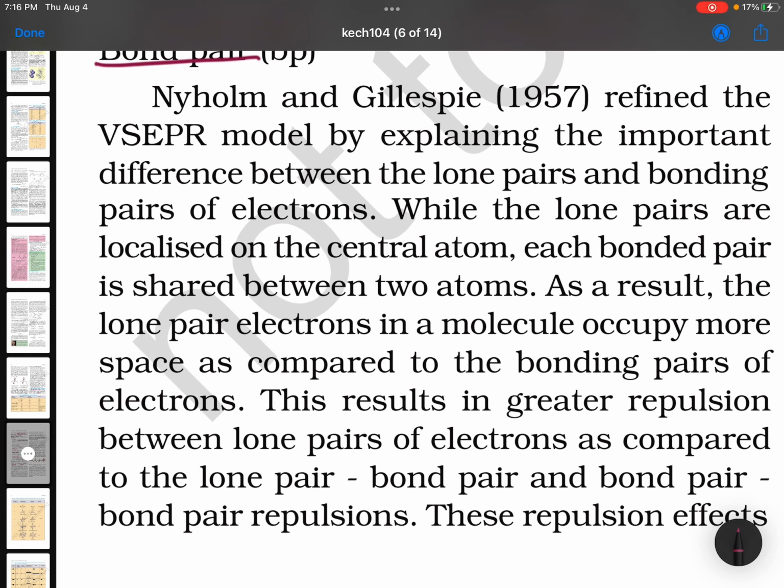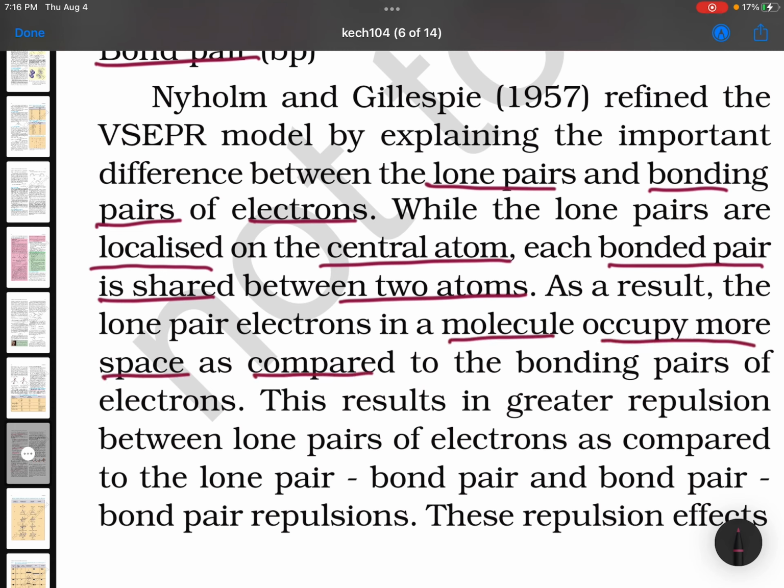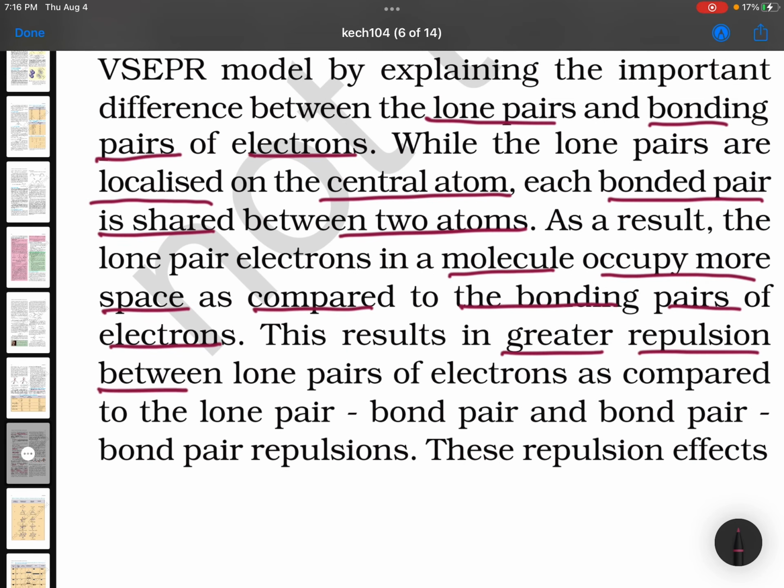Same thing. Nyholm and Gillespie refined the VSEPR model by explaining the important difference between the lone pairs and bonding pairs of electrons. While the lone pairs are localized on the central atom, each bonded pair is shared between the two atoms. Lone pair means like you and your brother at home. Bond pair means you are in USA and your brother in Australia. As a result, the lone pair of electrons in a molecule occupy more space as compared to the bonding pairs of electrons. This results in greater repulsions between the lone pairs of electrons as compared to the lone pair-bond pair and bond pair-bond pair repulsions.